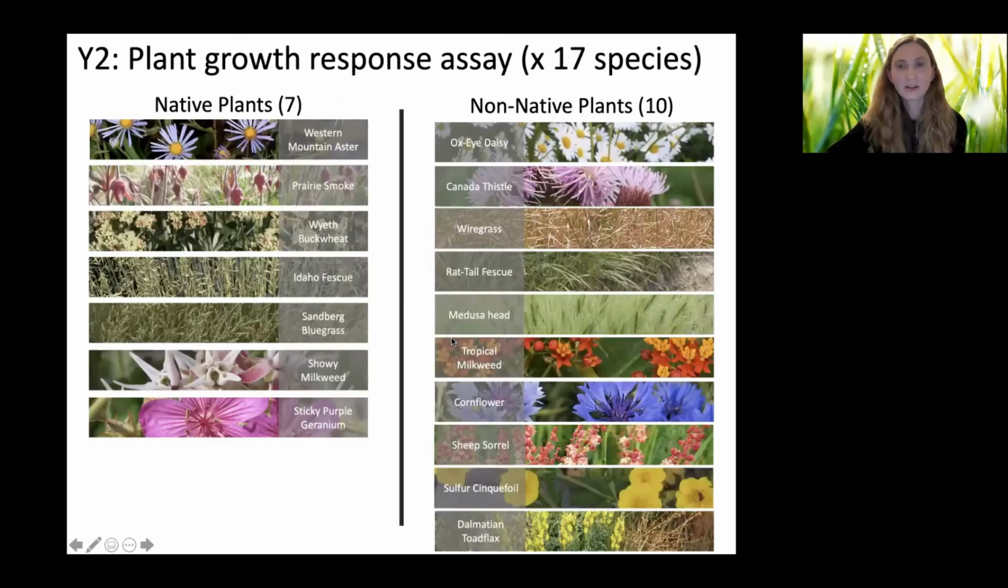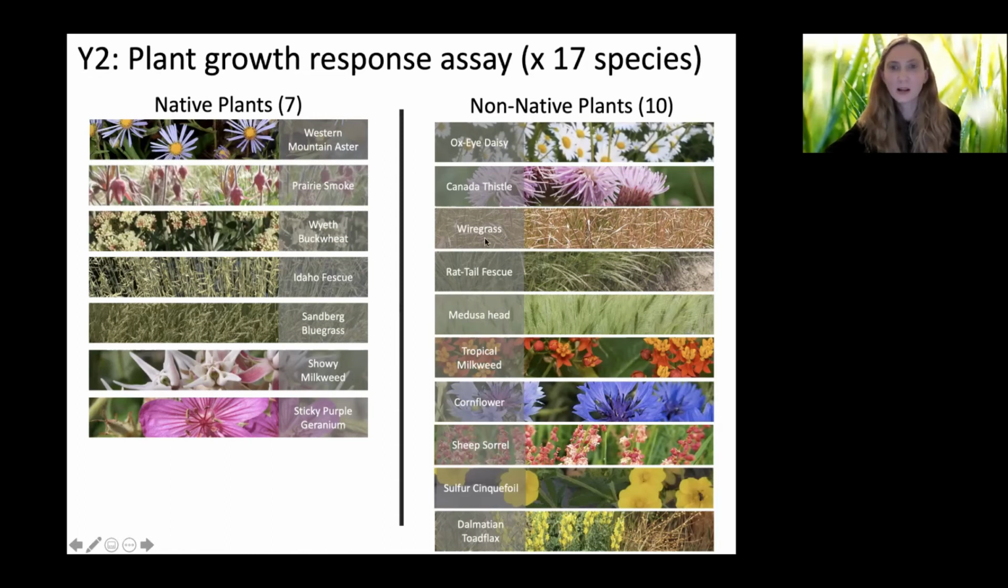So for the second year, we added 17 more plant species to our experiments. We got seeds from different sources and tried to grow up a bunch of different species, but the ones that I'm presenting today are the ones that grew up in high enough numbers that we could use in our experiment. The seven native plant species that we used in the second experiment were Western mountain aster, prairie smoke, Wyeth buckwheat. We looked at Idaho fescue again, sandberg bluegrass, showy milkweed, and sticky purple geranium.